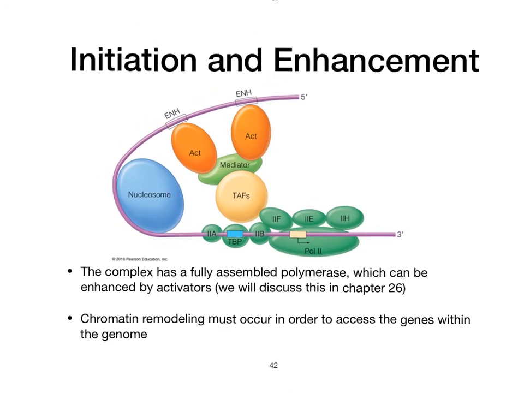So enhancement, if we think about something that is enhanced, it is made stronger. So our fully assembled polymerase can be enhanced by what's called an activator. So we see our activators over here. And you can think of these kind of like the pep squad. I know, I've gone to Texas on you all. But in this case, we think about an activator as something that enhances the response. So we are going to have activators and we're going to have things that can turn off the response. And we're going to meet both of those in chapter 6.